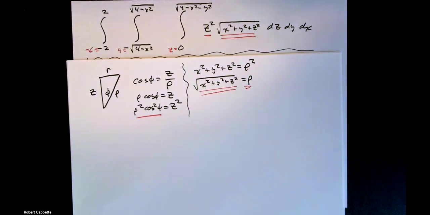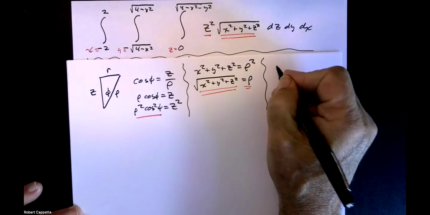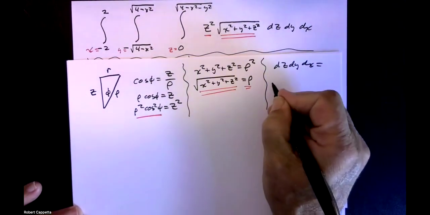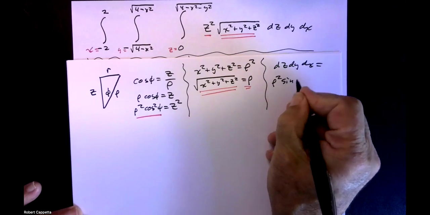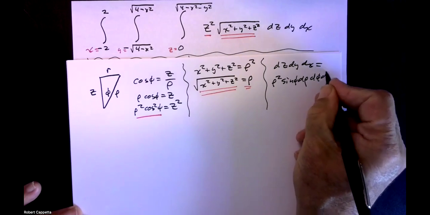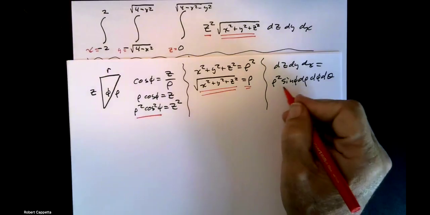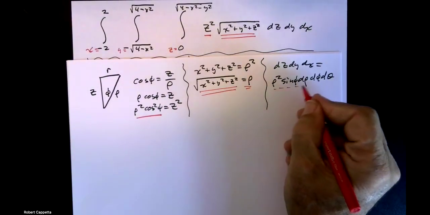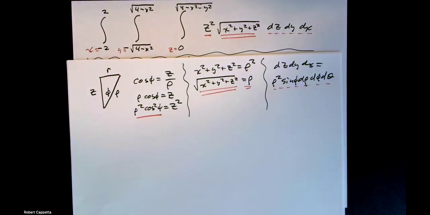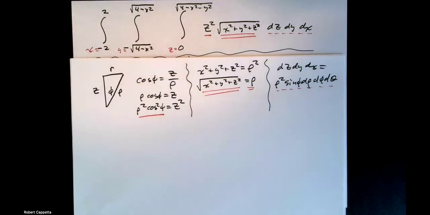And then dz, dy, dx, do we recall how that's going to work in the world of spherical coordinates? We know that dz, dy, dx equals rho squared sine phi d rho d phi d theta. So that's the third part that I am going to substitute. So that takes care of the argument of the function. Now, what about our endpoints? How are we going to set up that integral?